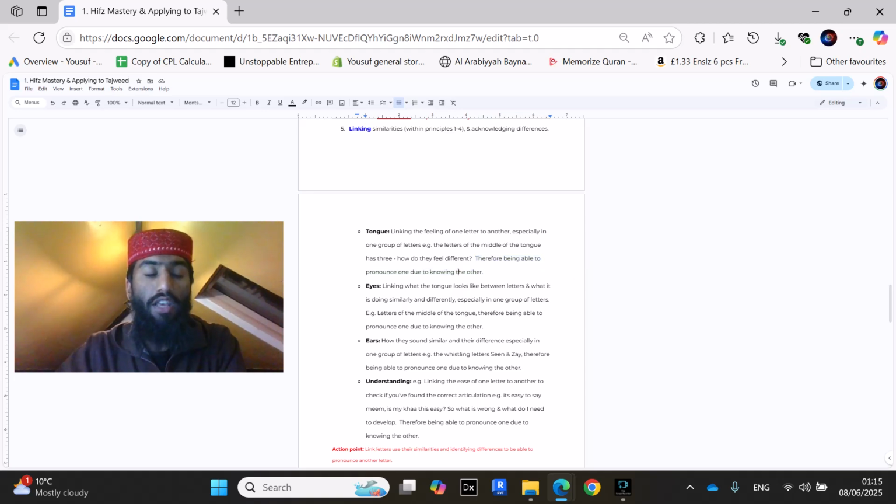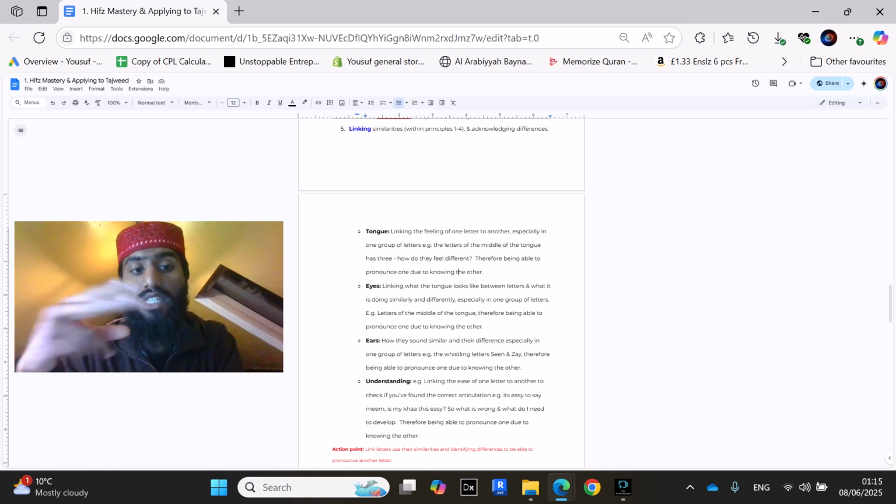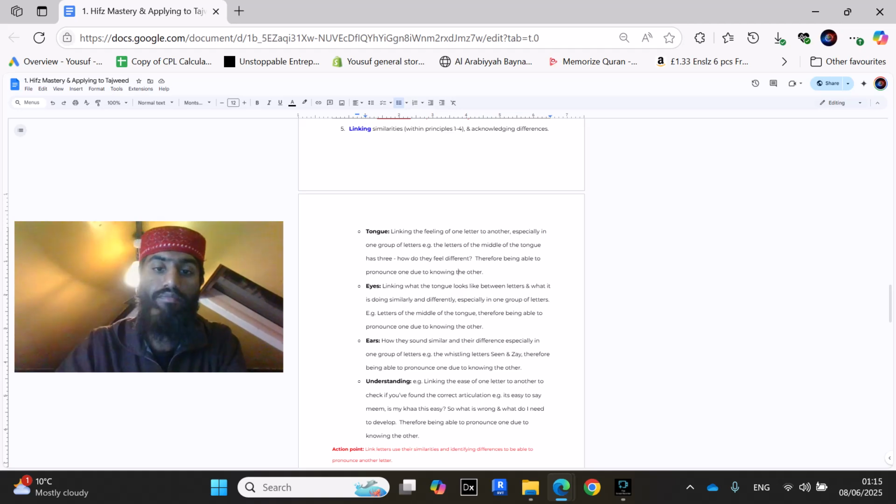If you know where one is, and you felt the middle of the tongue, you know the middle of the tongue is there. If you know what the difference is between that letter and the next one, you've already got the right place. So you can just tweak it, and then you will know the next letter too. That's how you can do linking with the tongue.